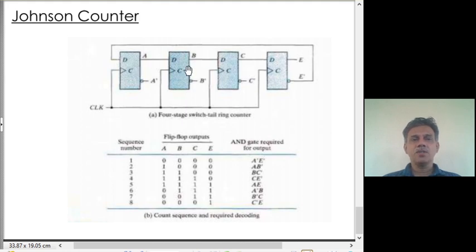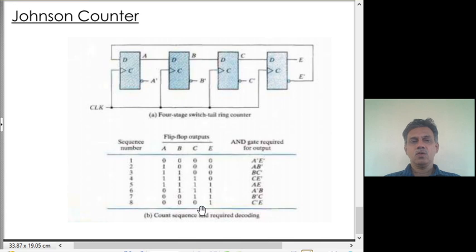So starting from 0 0 0 0, we will have 1 0 0 0, then 1 1 0 0, then 1 1 1 0, then we will have 4 ones. Until we have a 0 here, a 1 is the one which is recirculated. But the moment this flip-flop stores a 1, E will be 1 but E bar will be 0, and we will start circulating zeros. So from 1 1 1 1, the next sequence will be 0 1 1 1, then 0 0 1 1, 0 0 0 1, and then all zeros.